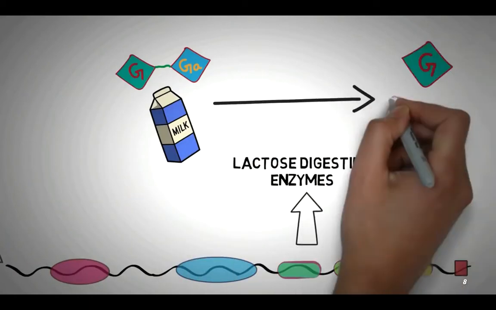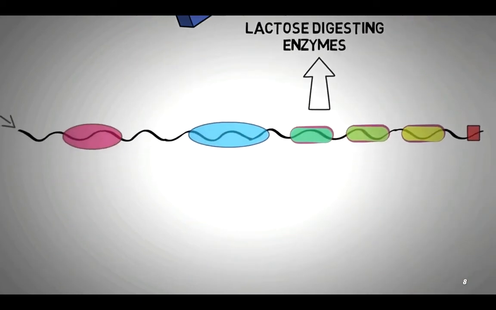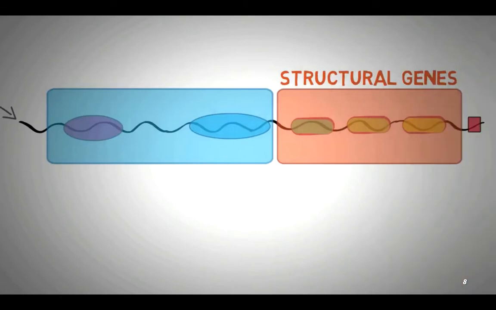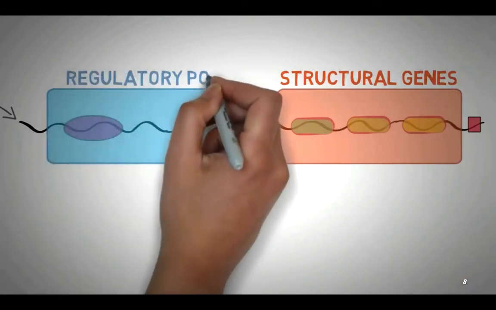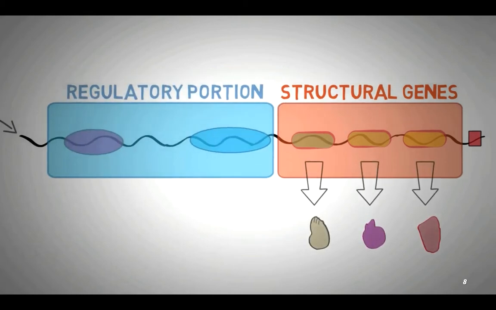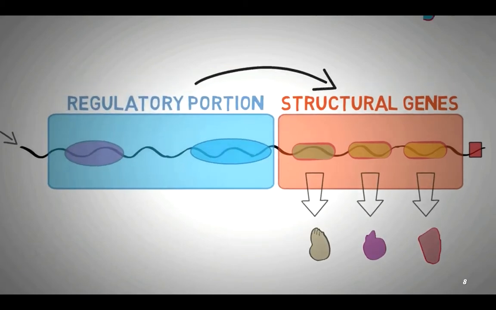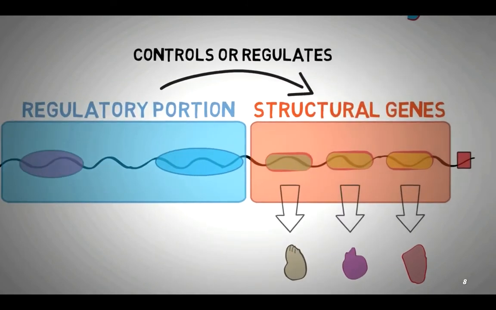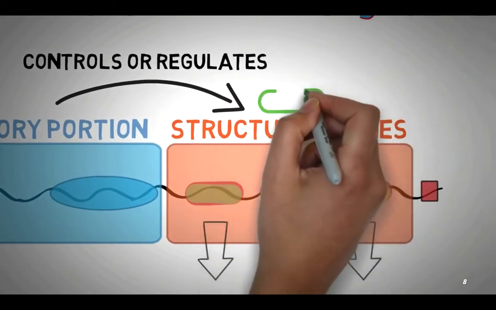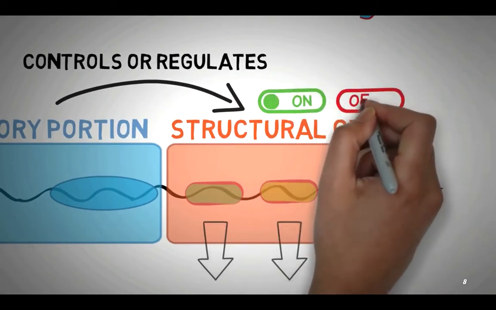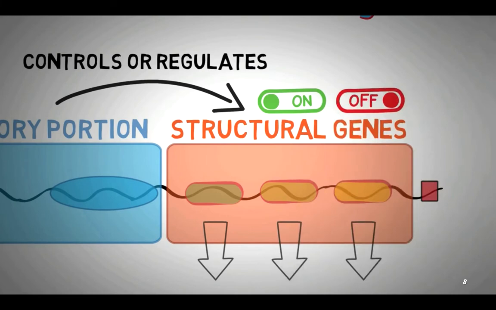The Lac Operon can be broadly divided into two important regions: the structural genes and the regulatory portion. The structural genes code for the enzymes, whereas the regulatory region of Lac Operon controls or regulates these structural genes. The regulatory region allows the bacteria to essentially switch on or off the structural genes depending upon whether lactose is available or not.